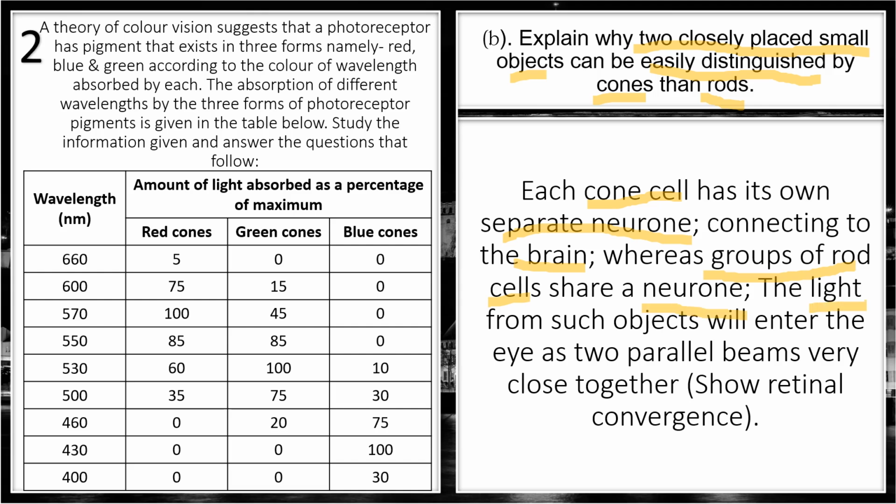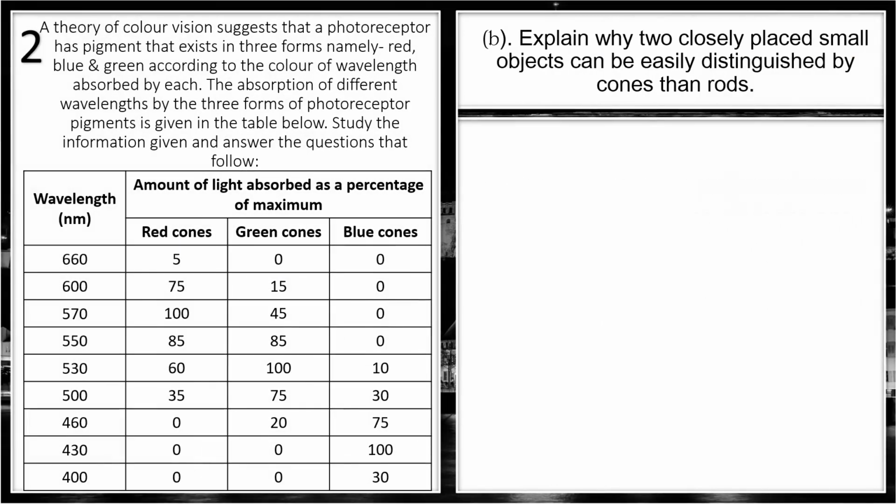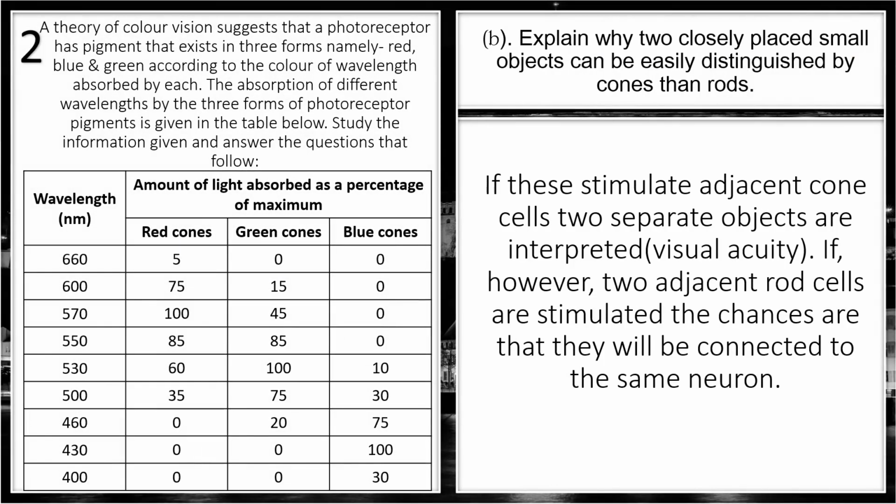Therefore, light from such objects will enter the eye as two parallel beams very close together, showing retinal convergence. If these stimulate adjacent cone cells, two separate objects are interpreted, which we call visual acuity.